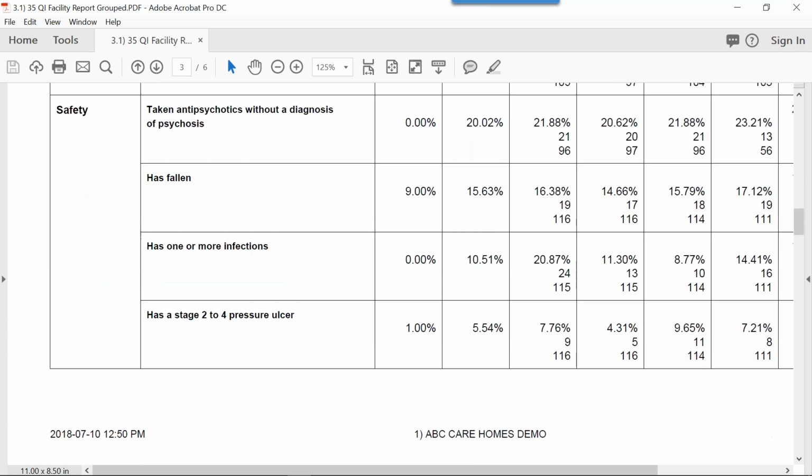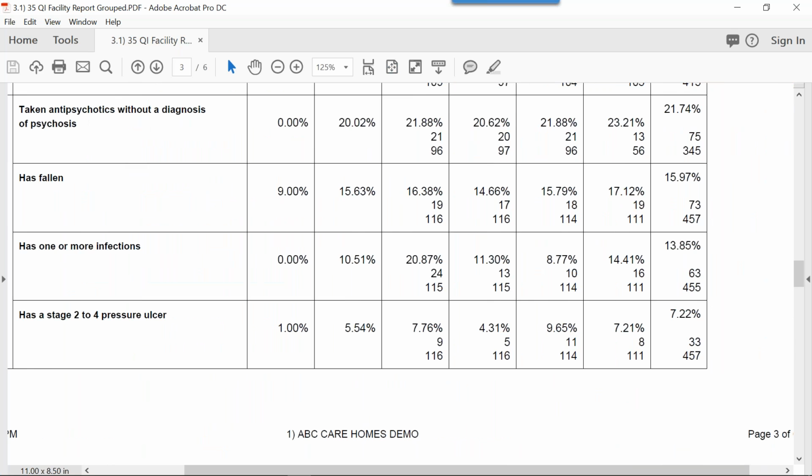And I'm going to go right down to the antipsychotics again. Remember the provincial average here? Notice that I was 22%, 20%, 21%, 23%. So there might be something happening here because I seem to be going in the wrong direction. Back in this quarter, I was looking pretty good. And here, I'm almost at the provincial average.